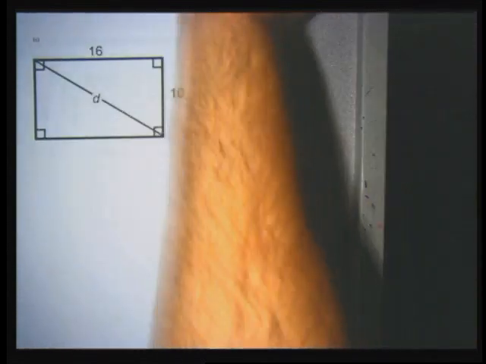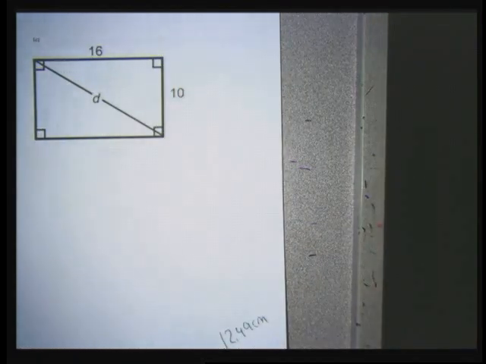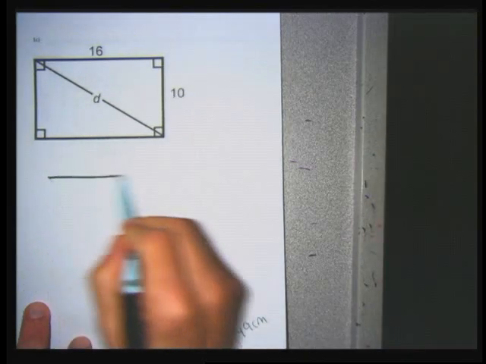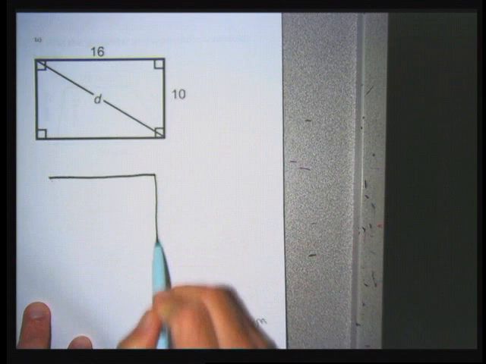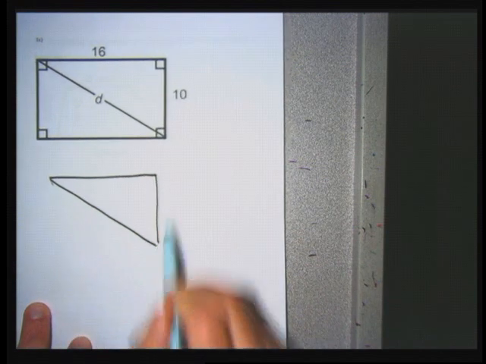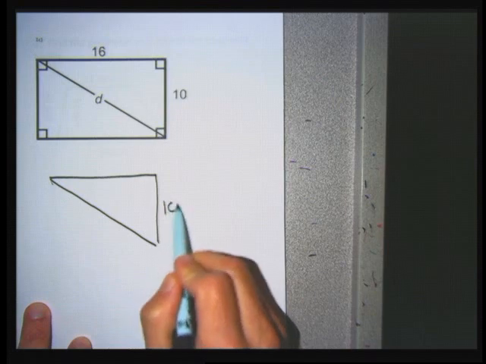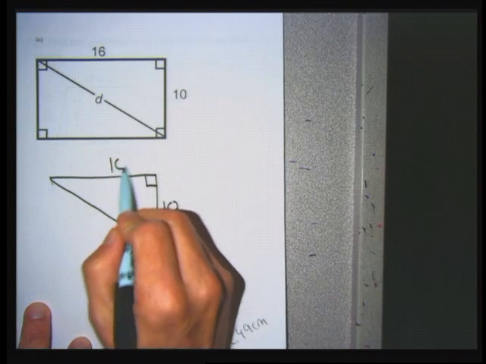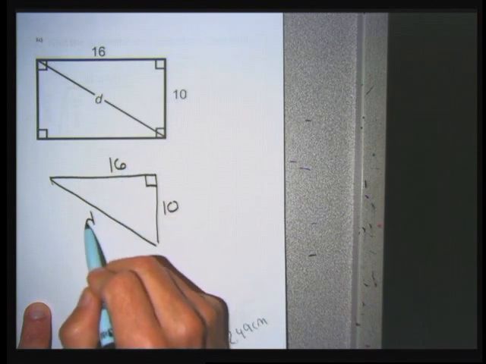I think the last part of number 1 is to find that D, which means diagonal of a rectangle. And when I do this problem, I'm only going to look at half the drawing. I'm going to look at the top half of the drawing. And I'm going to have a triangle that has a right angle. The legs are 10 and 16, and the hypotenuse is called D.